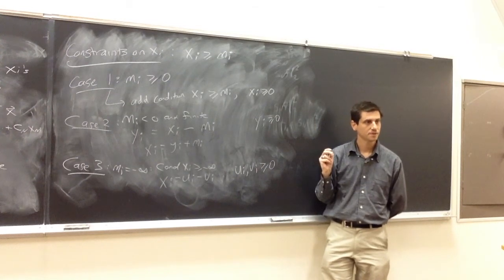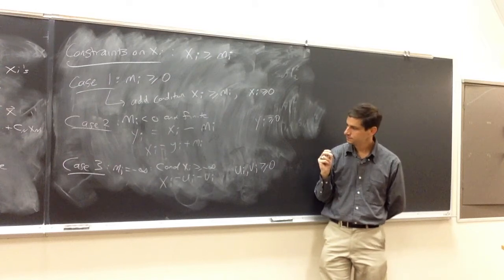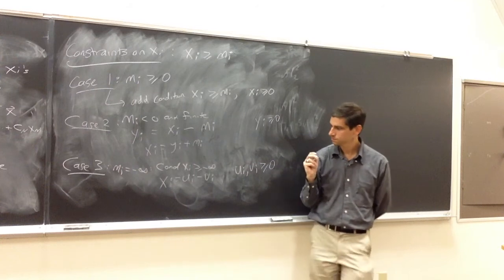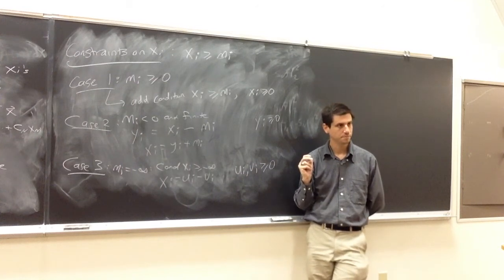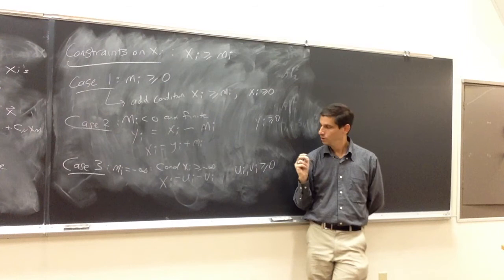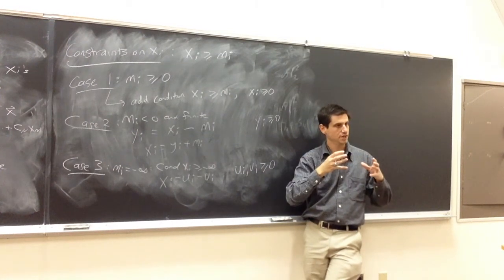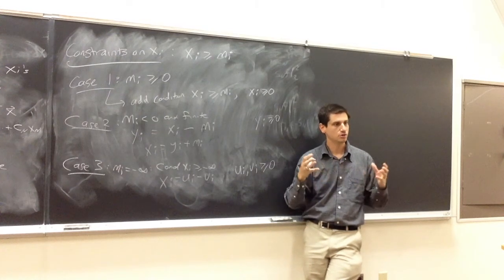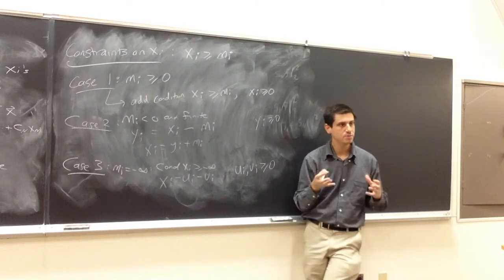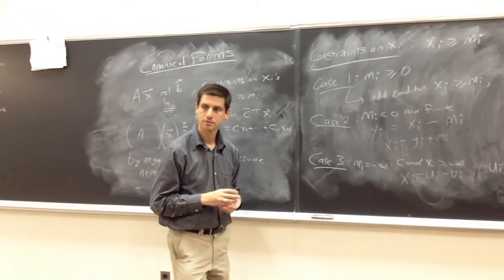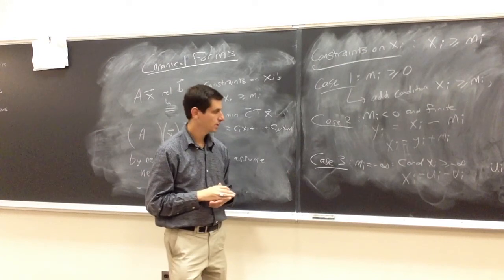Yes. I'm just wondering about case 3. I understand this is a way of technically writing it, but it seems rather pointless, because it's not like we have any constraint on ui and vi. Well, but I'm trying to constrain where my region lives. And so now all of my variables are greater than or equal to 0. That gives me some control over the space I'm looking at. Yes? Could you give an example of a situation where you would use case 3? Yeah.